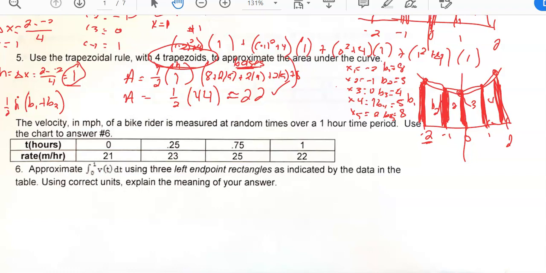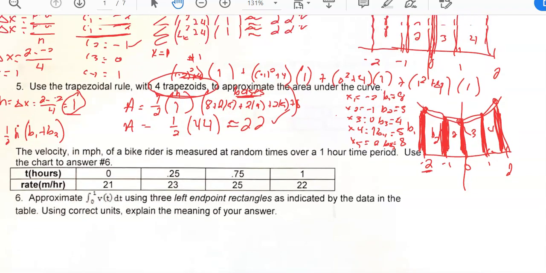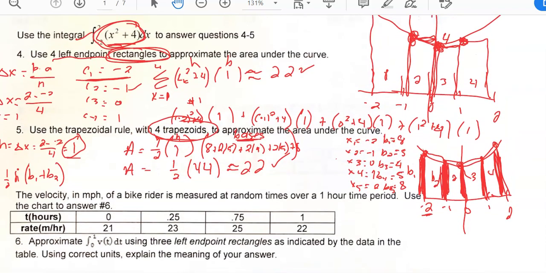Velocity in miles per hour of a bike rider is measured at random times 0 to 1 hour. The chart shown in number 6. And you're given a table. In a table, we can't find the exact value. We could if we wanted to.